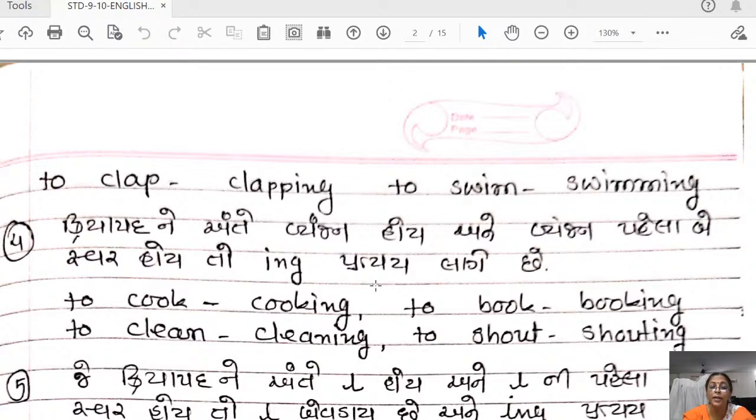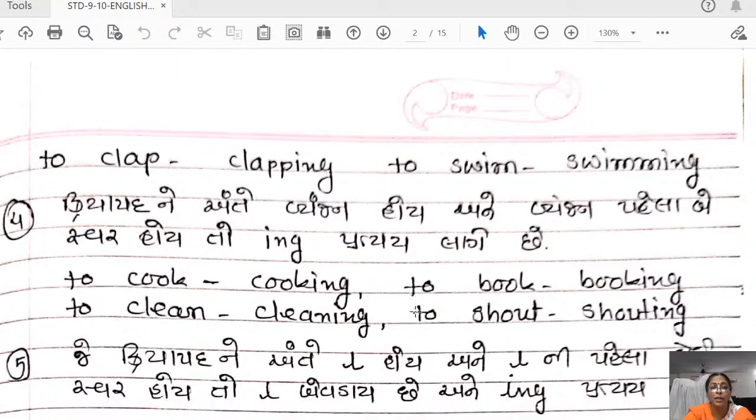So we can put directly ing after the word. So cook becomes cooking. Second example, to book becomes booking. Third example, to clean becomes cleaning. See, we have EA in clean, two vowels, so it becomes cleaning. Then to shout, O and U are the vowels, that becomes shouting.